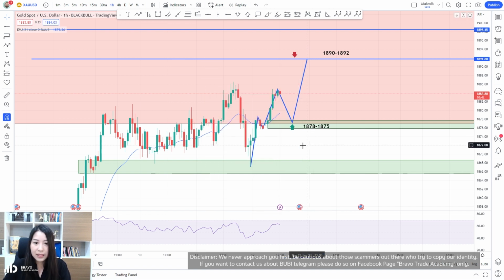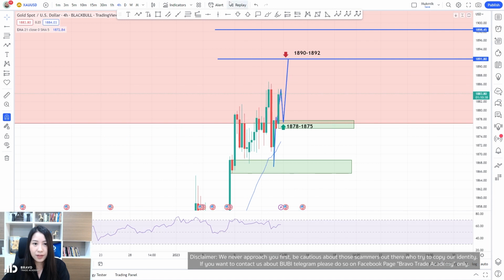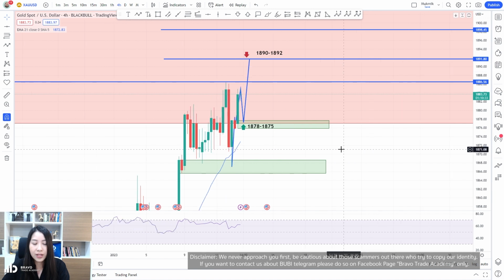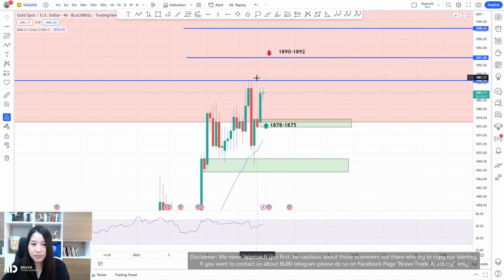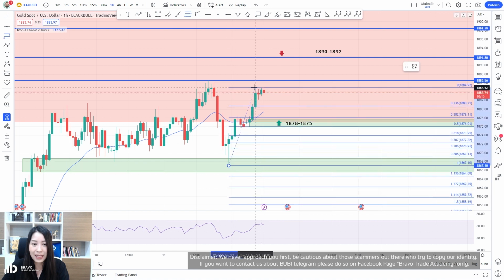1878 to 1875. However, the price is now being stuck on this. So if we go back to the 4 hour time frame, this one has been used as a resistance. So the price is still testing this resistance. If it could not stand above this resistance, this buying plan could still be quite dangerous because the supply zone pushed the price back down. Let me use my Fibonacci.